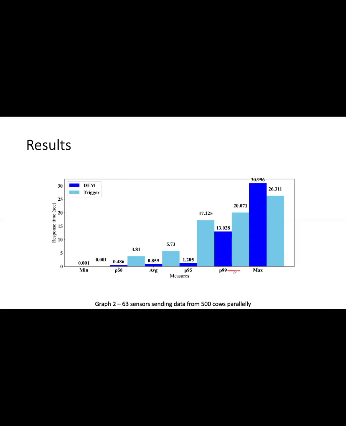And finally here, for example, P99 for them is 13.028 seconds, whereas the same measure for trigger technique is 20.071 seconds. And finally here, we have this graph: 125 sensors sending data from 1,000 calls in parallel. As we can see here, we have a huge volume that the ETL process needs to manage in parallel.